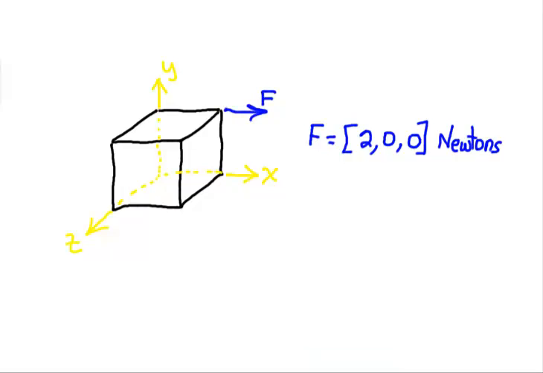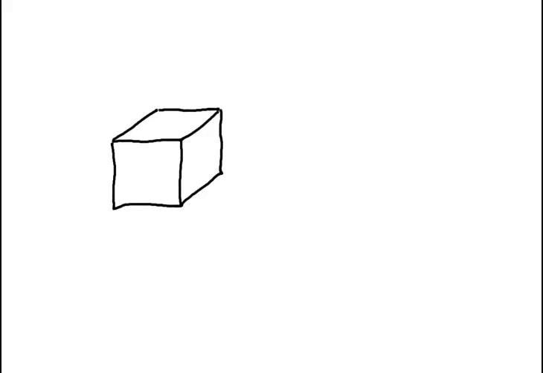Does it look like that? How about those two? How about that one? All four of these are described by the same vector. All four of those forces have an x-directed force of 2 and a 0 directed force in the y and a 0 directed force in the z. All four of those forces are described by the vector 200.